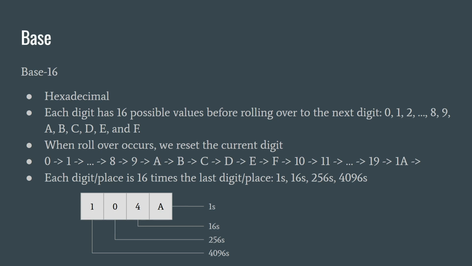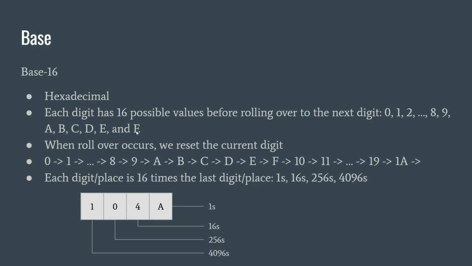So how do you cram 16 numbers into one digit? The answer is we start using letters. So we go 0, 1, 2, 3, 4, 5, 6, 7, 8, 9, and then once we get to 9, we go to A, B, C, D, E, and F. F is 15. E is 14. And when you get to F, you're going to roll back over, just like we did before.